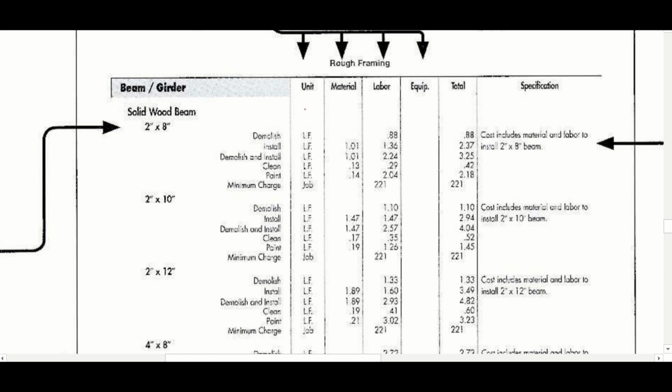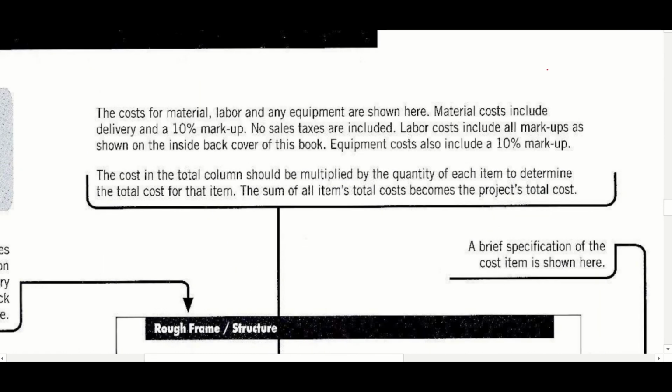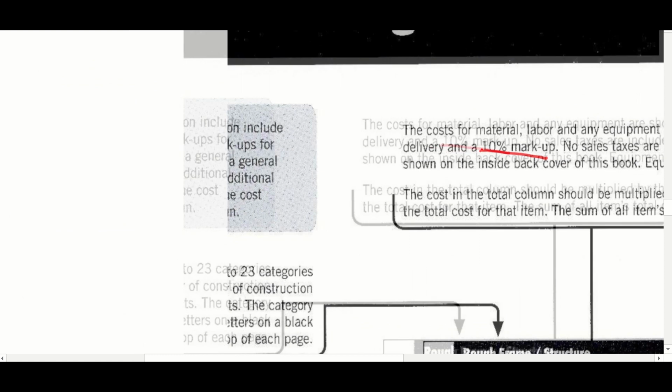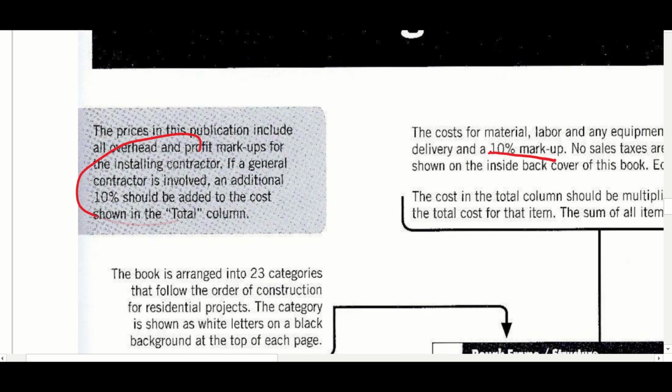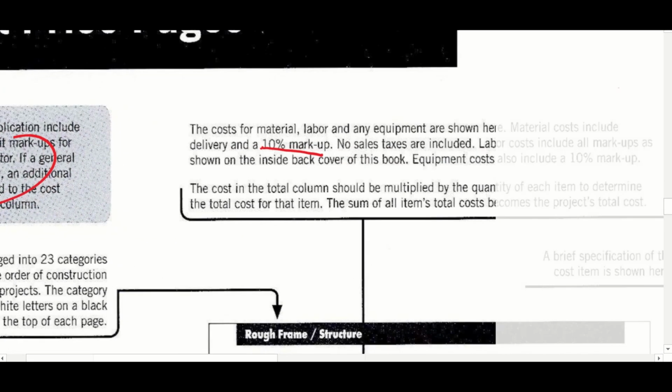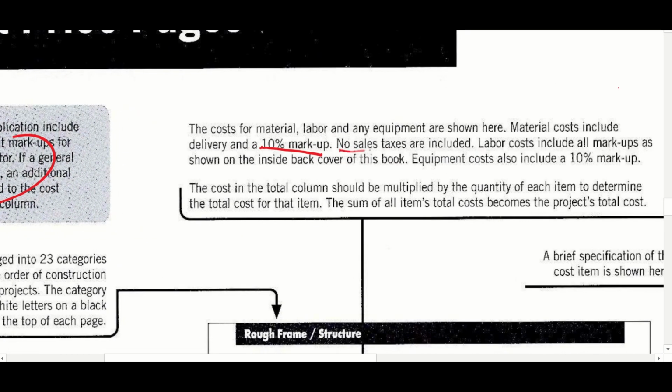Make sure you understand what the unit abbreviations are. Make sure you understand that 10% markup is built in, but if you're a general contractor, you're going to add 10% on top of what you see in the tables. And also, if you're working in a state like Washington, you have to add in your sales tax.